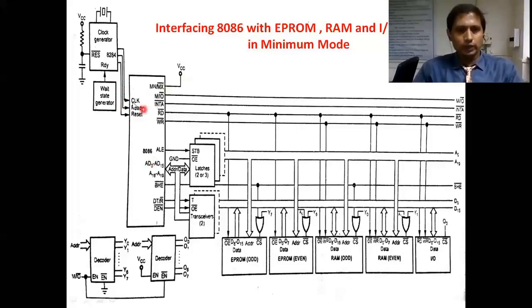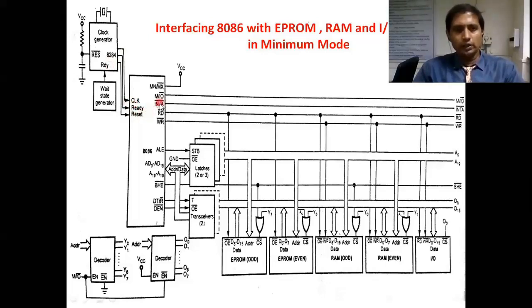Here we have three important pins: clock, ready, and reset. These three signals are coming from the external clock generator. The IC number is 8284. This IC, with the help of a crystal oscillator, will generate clock, ready, and reset. Clock is coming and connected to the clock of 8086. Similarly, another is ready, then reset. These three are essential. In the minimum mode operation of 8086, I explained briefly the functioning of each one, even in the pin diagram also.